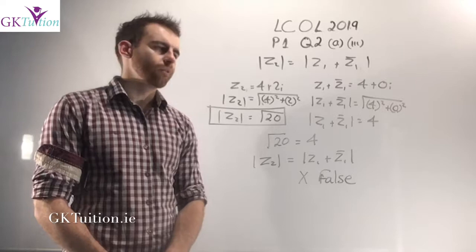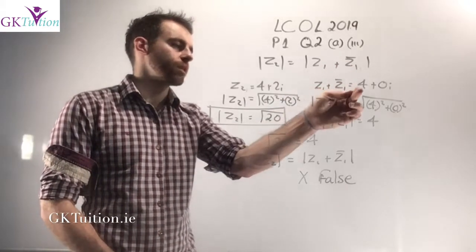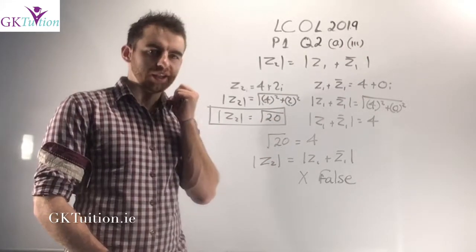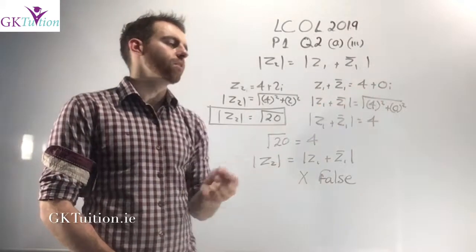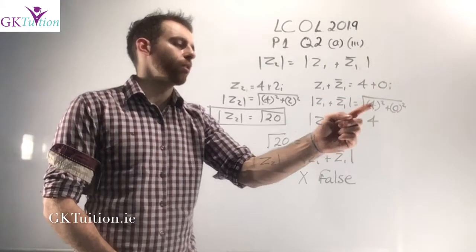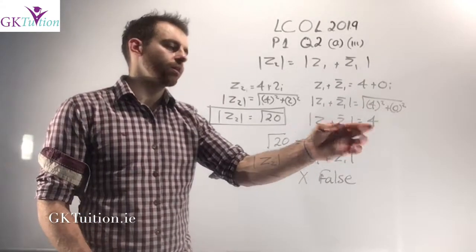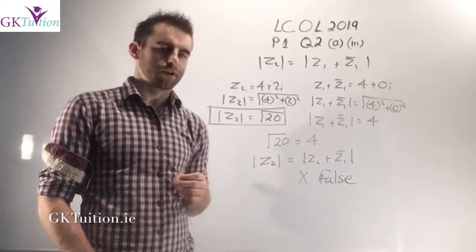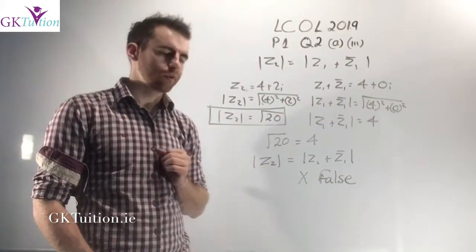So I know that z1 plus the conjugate of z1 works out as 4 plus 0i, and the lines around it mean that we need to get the modulus of that. To find the modulus of 4 plus 0i, it's the square root of 4 squared plus 0 squared. If you plug that into your calculator, it works out as 4. So the right hand side simplified fully is 4. The left hand side simplified fully, we worked out previously, is the square root of 20.